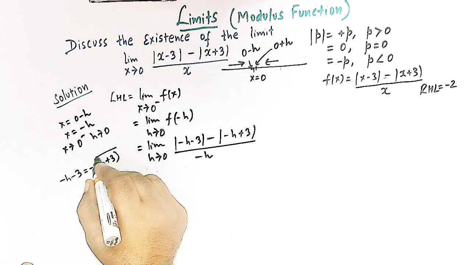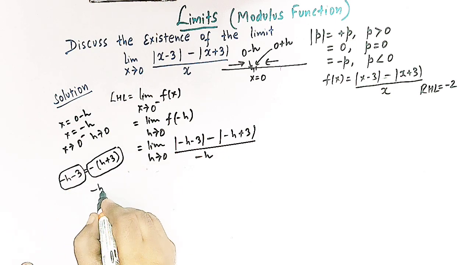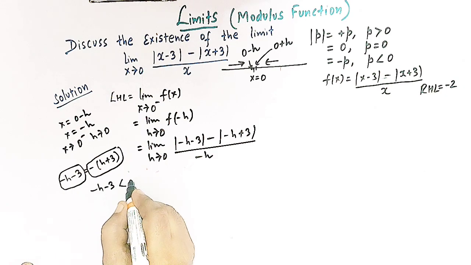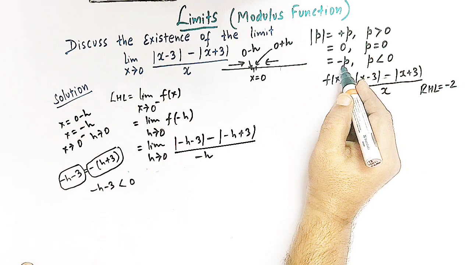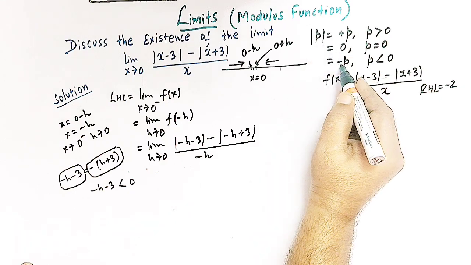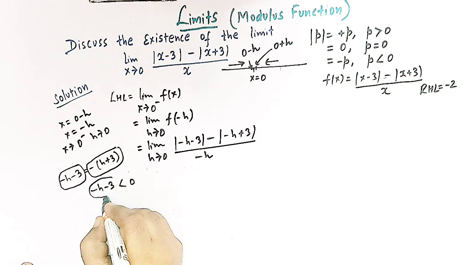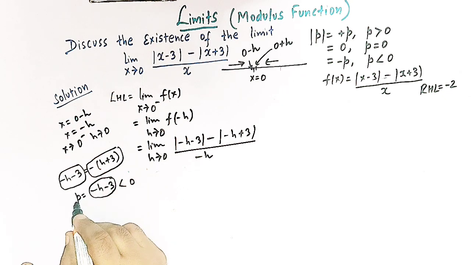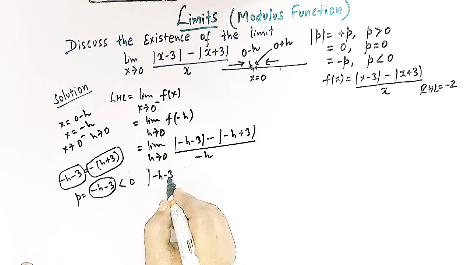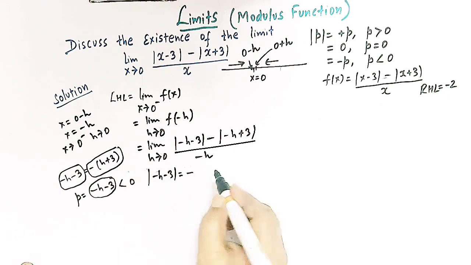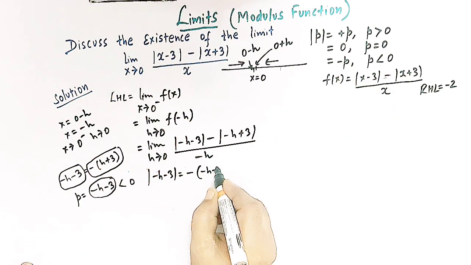Right? So this quantity is negative, that is, minus h minus 3 is less than 0. So we'll make use of this part of the definition: mod of p is equal to negative p when p is less than 0. So if we take this quantity as p, then we have p less than 0. So mod of minus h minus 3 can be written as negative of p, where p is minus h minus 3.